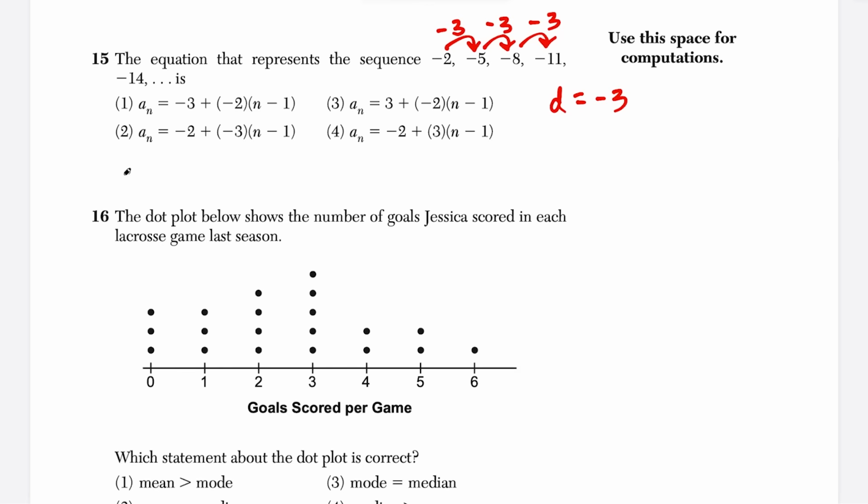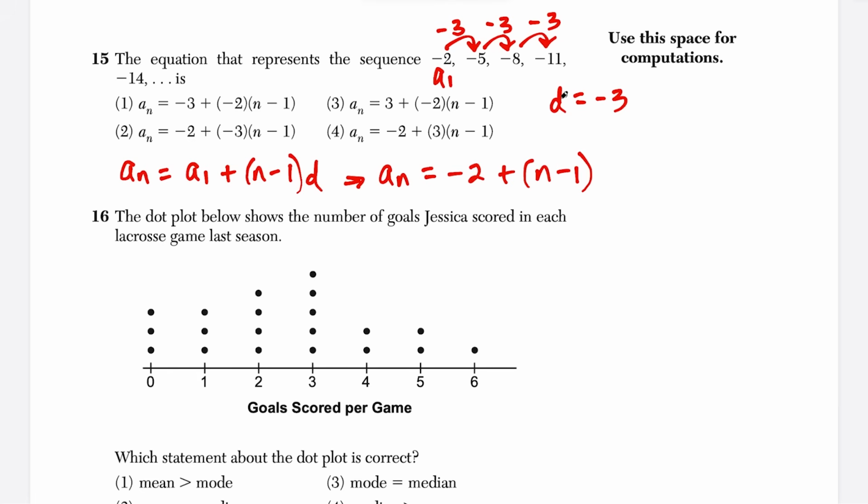And then if I want a nice formula to use, a sub n equals a1, the first term, plus n minus 1 times the common difference. So here, I could just say a1 is the first term of the sequence. And now I'm ready to just plug in. I could say that a sub n equals a1, which is -2, plus, and now I have n minus 1 times the common difference, which is -3, and I'm just going to put that in parentheses.